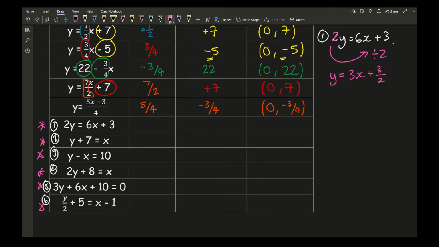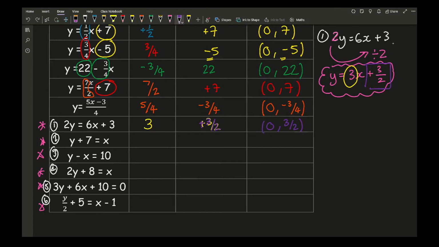So from this, now I've got y equals, I can now read off what the gradient's going to be and what the y-intercept's going to be. So here the gradient is going to be 3, and the y-intercept is going to be positive 3 over 2, because that's going to be this here, so it's going to be plus 3 over 2. So therefore, writing that as a coordinate is just going to be 0 and then 3/2.